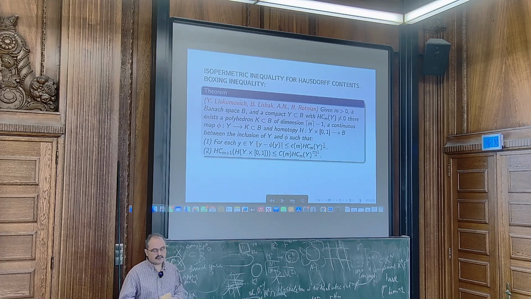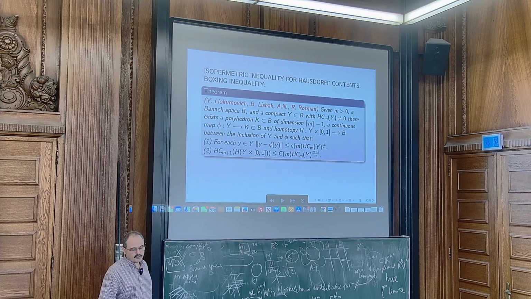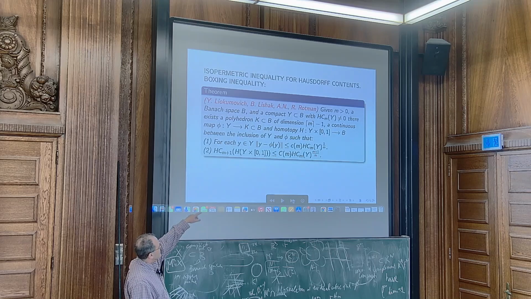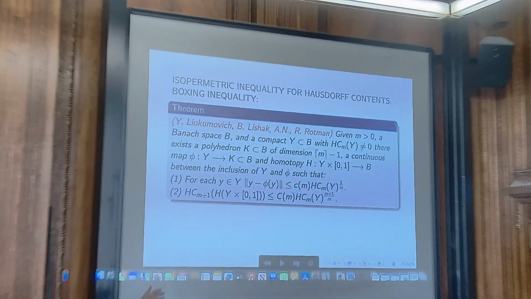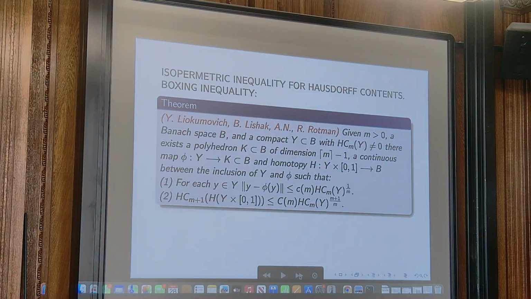And our result about Urysohn widths with Evgeny, Rina, and Leshak also was obtained as a part of a much more general statement. So here in this theorem, M is not even an integer, and therefore there is this funny ceiling function of M minus 1 for the dimension of this complex. So we have a continuous map and homotopy, and in our theorem, it's a kind of high codimension isoperimetric inequality for Hausdorff contents instead of the volumes.